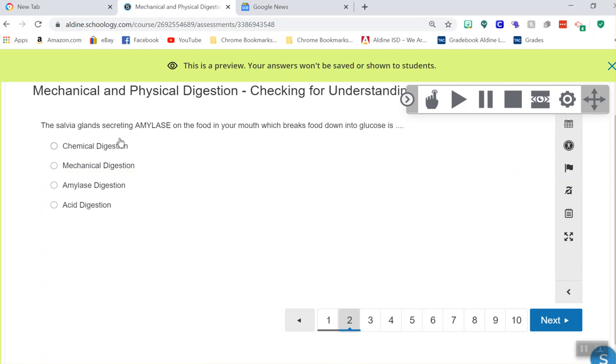Saliva gland secreting amylase as a chemical on the food in your mouth, which breaks down the food into glucose. Okay, chemical breaking something down into something totally different, glucose, that has to be a chemical change.